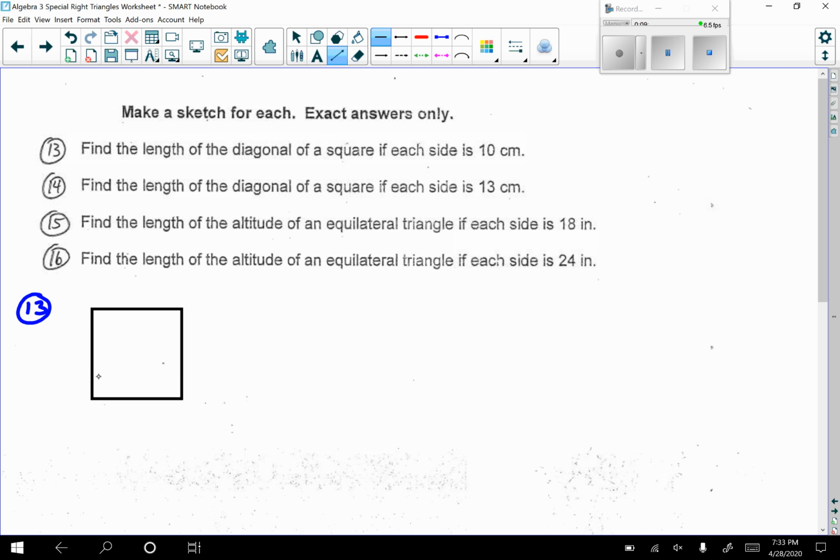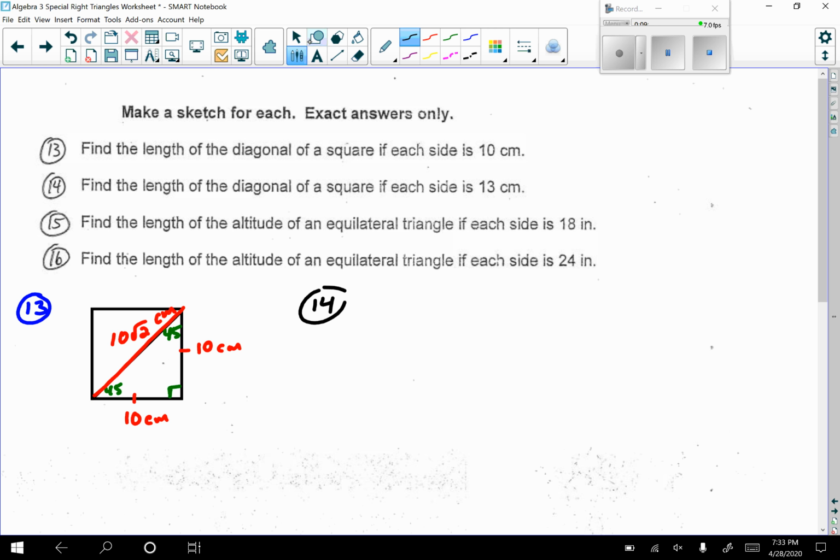So the properties of a square: all 4 angles are 90-degree angles, right angles. Now if we draw a diagonal in here, it's going to cut the 90-degree angles that it intersects in half. So now, it doesn't matter which triangle we look at here, we have a 45, 45, 90 triangle, because both sides of a square are going to have the same length. So for 13, it's just saying what happens if each side is 10 centimeters, and we can answer this very quickly. The hypotenuse, which is our diagonal right here, is going to be 10 times radical 2 centimeters.